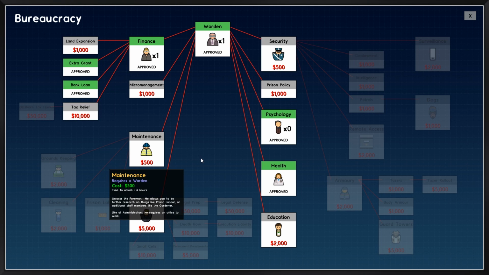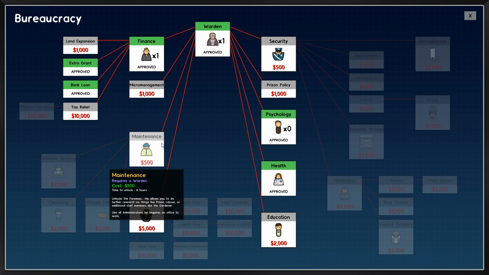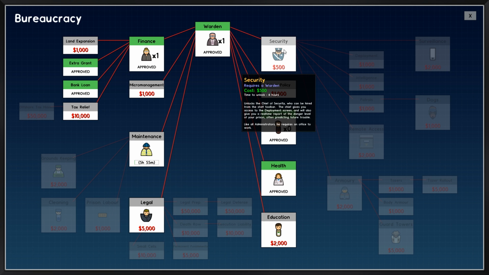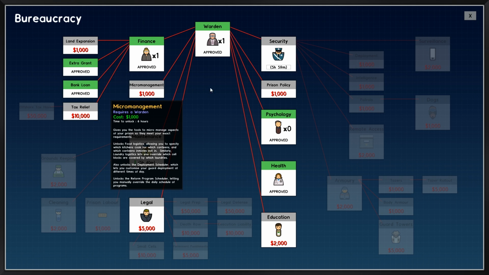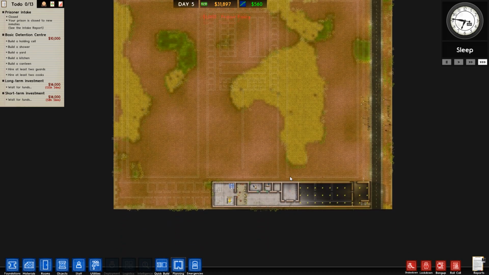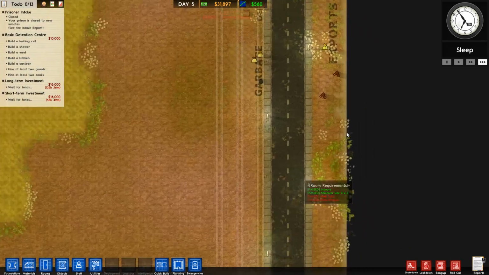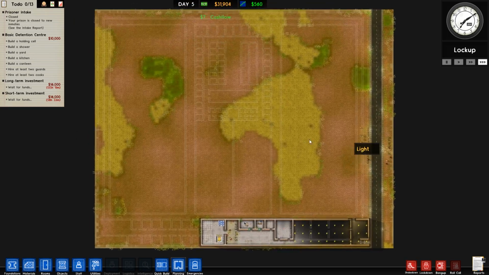That's the wrong button. Bureaucracy. We want to unlock from the Warden. We probably want to unlock maintenance and security. We don't want land expansion. We don't yet need micromanagement. Prison policy would be good as well. There we are. All of the trees, as far as I can tell, have been removed. There's still some awaiting removal, but we'll get to that eventually.